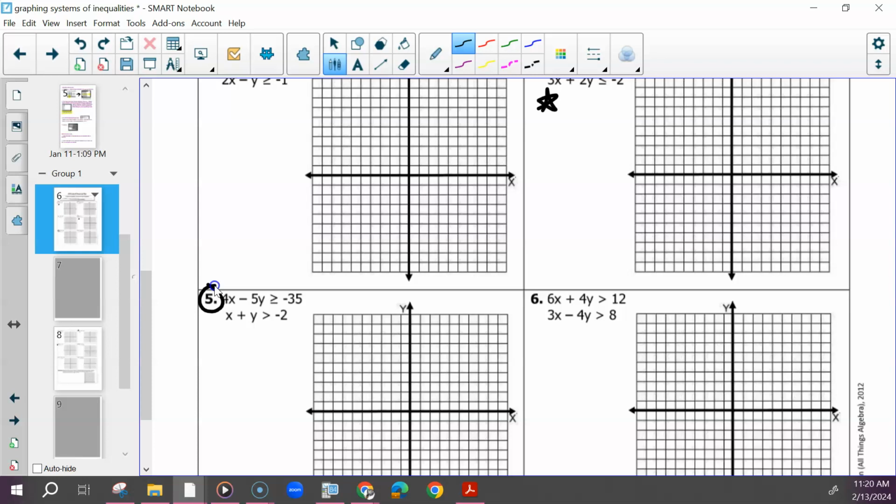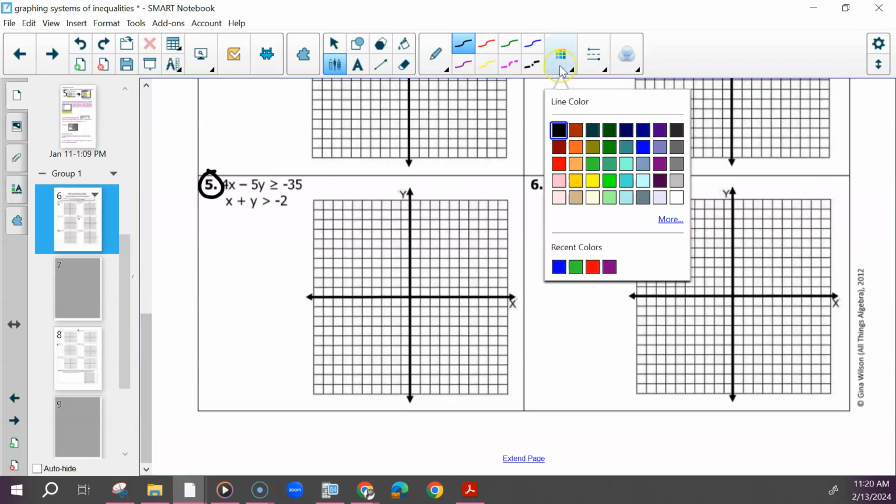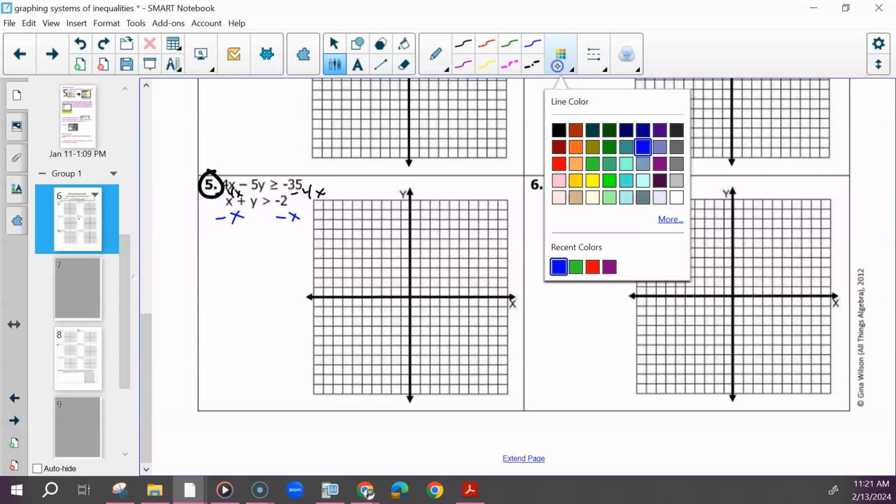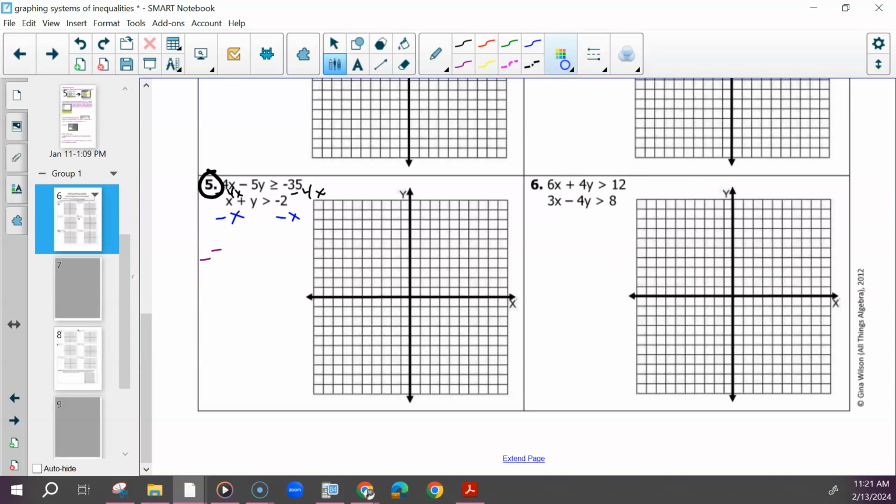Okay, so for number 5, both of these need to be solved first. So you could subtract. I'm going to do this sentence. So the first one we have negative 5y is greater than or equal to negative 4x minus 35. This one would just be y is greater than negative x minus 2. And then we could divide everything here by negative 5.